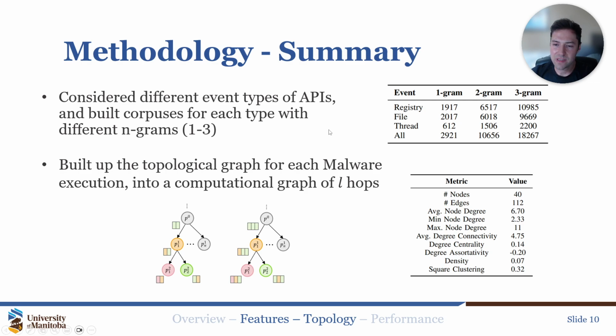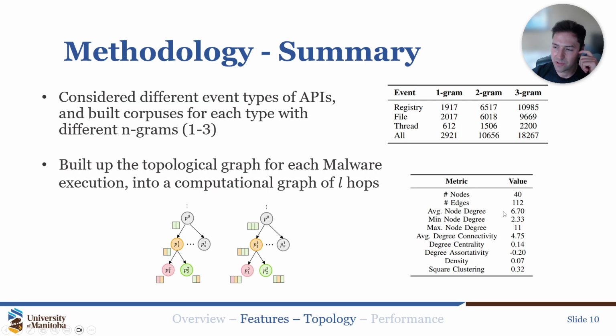And then we built up a topological graph for each malware execution into a computation graph of L hops. What this says, on this little subfigure to the left, is that P sub 1 is influenced by itself and its parent, and P sub 1 at the very bottom here is influenced by itself and its parent. So it's only considering the one hop. But if we look at the subfigure to the right, it actually looks further up the chain, and is able to combine more information about the nodes around it because of that additional hop.